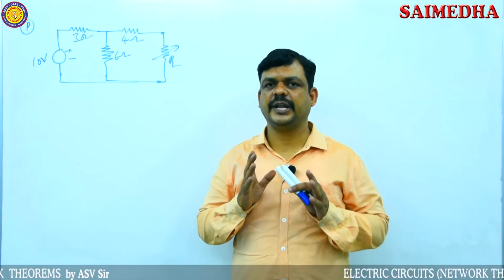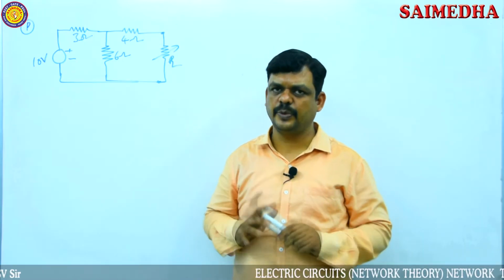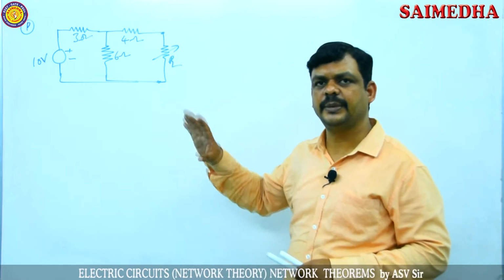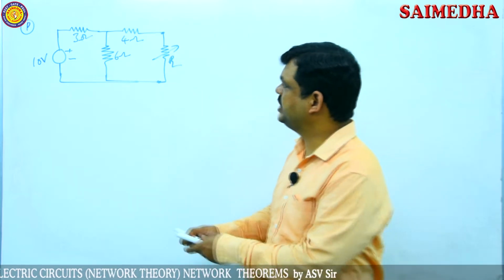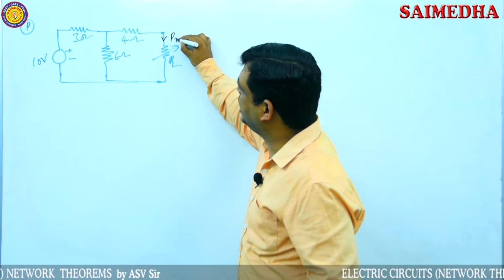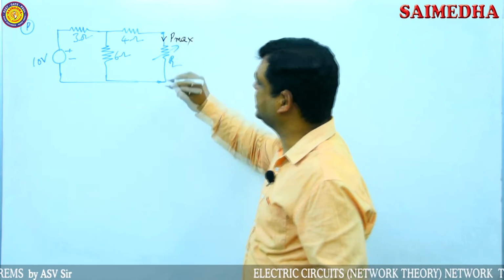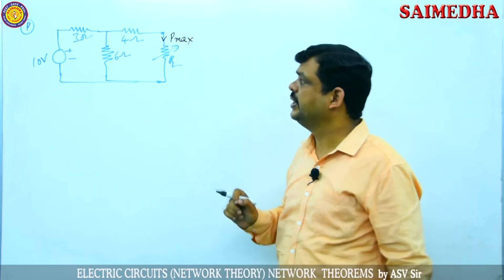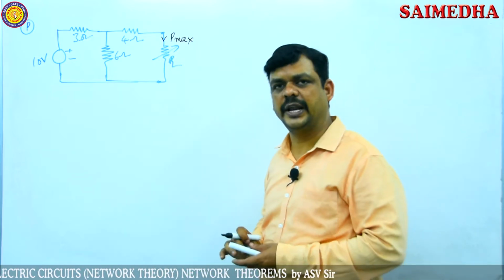From the maximum power transfer theorem, first I am taking one simple problem. The problem is given like this: one voltage source is connected and the remaining are all resistors and a load resistor RL. The power consumed by the load resistor RL is maximum. Then what is the value of RL?